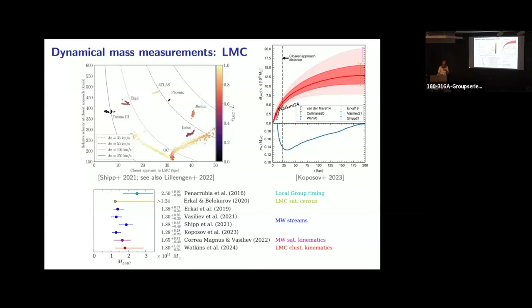compilation, and she followed it up, the streams that she discovered in DES data, and then looking at how different streams would react. It seems that several of them actually are quite sensitive to the LMC mass, and they converge to more or less the same mass as measured from other probes.